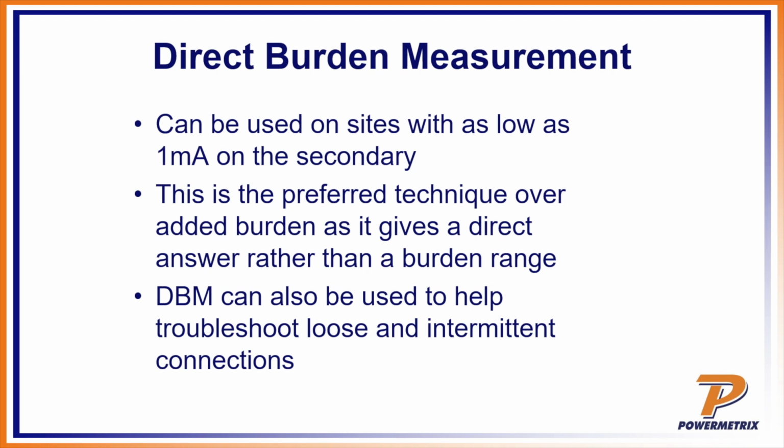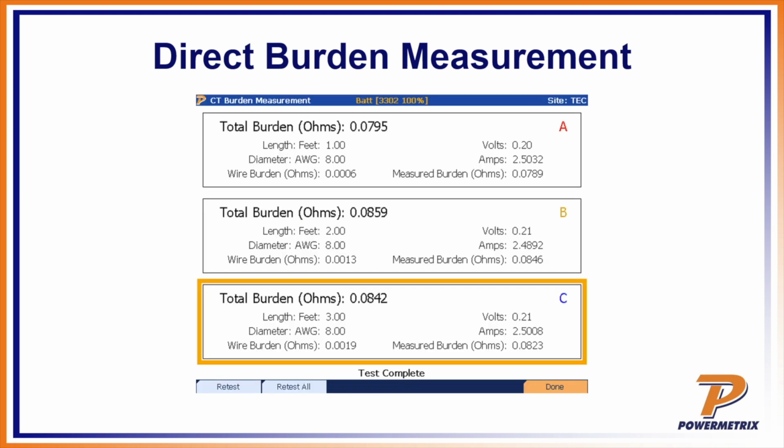So direct burden measurement can be used on sites with as low as 1 milliamp on the secondary. And it's the preferred technique over added burden because it gives a direct answer rather than a burden range. The direct burden measurement can also be used to help troubleshoot loose and intermittent connections. That is to say, when you go back, if you had a loose connection, some of these numbers might not be right, and you'll find that you have a higher than allowable burden.